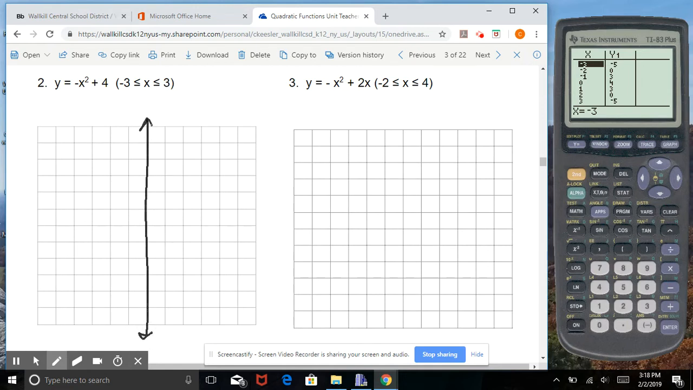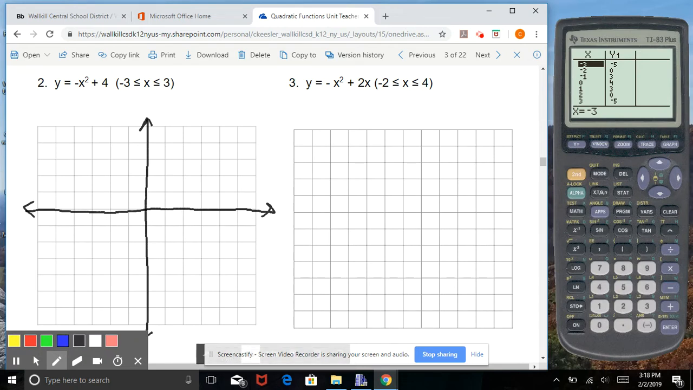My x-axis I want to be a little bit higher. I know I need to get up to 4 and as low as 5. So as long as you have 5 boxes below and 4 boxes above, you're good. Now we can go ahead and graph.